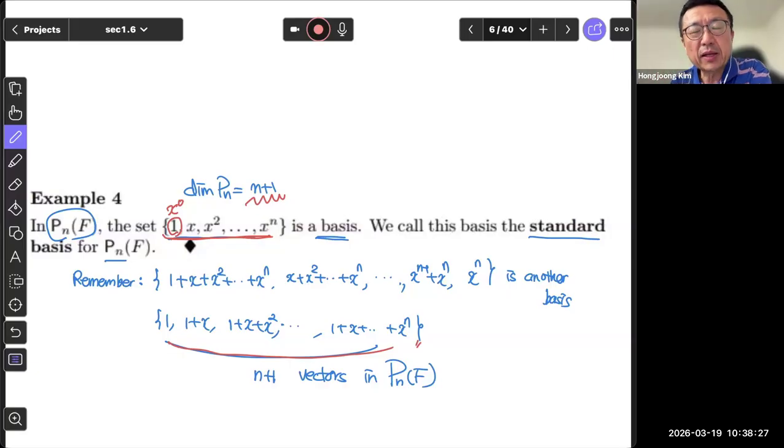If you have fewer than n plus 1 vectors, then that won't be a spanning set.